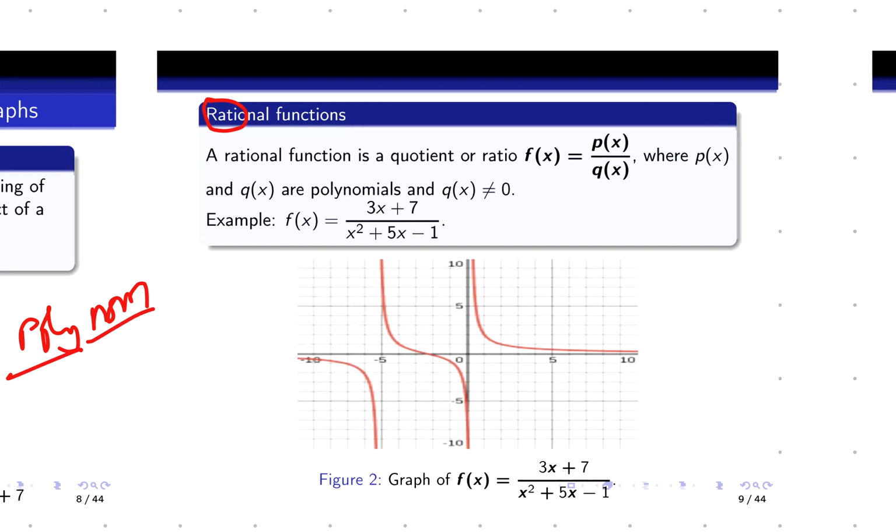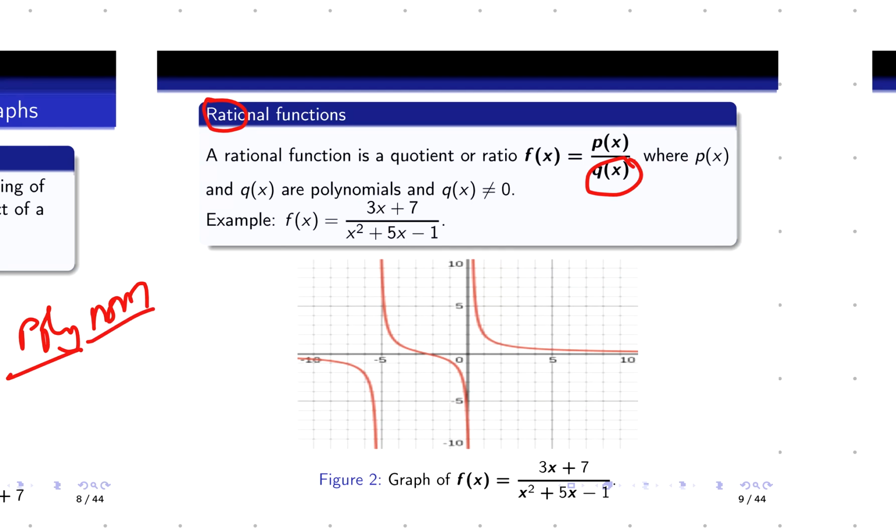But when we talk about rational functions, a rational function is a quotient or ratio, f of x equals p of x over q of x, where p of x and q of x are polynomials and q of x is not equal to 0. So what we are saying is that when you put a polynomial over another polynomial, you get a rational function. Of course, you have to ensure that q of x here is not equal to 0, because if that happens, then the function will be undefined.